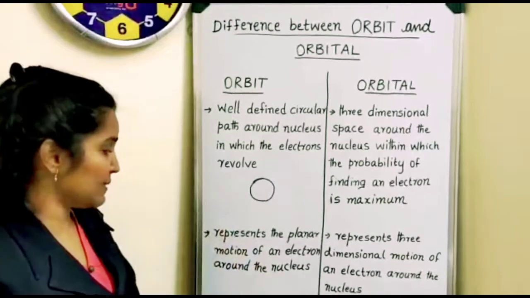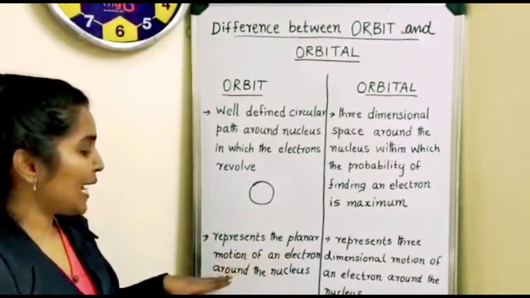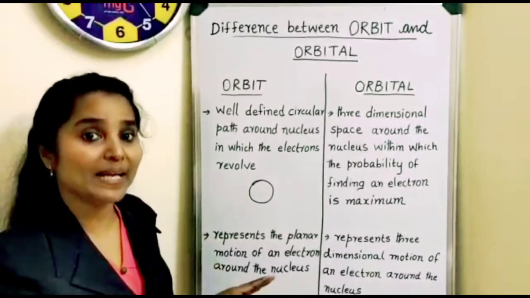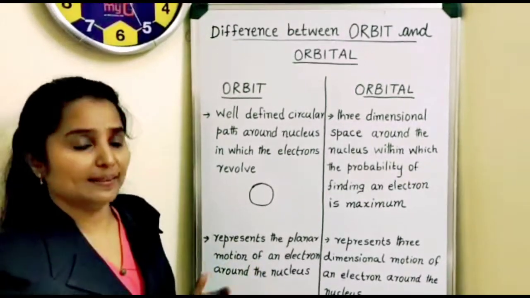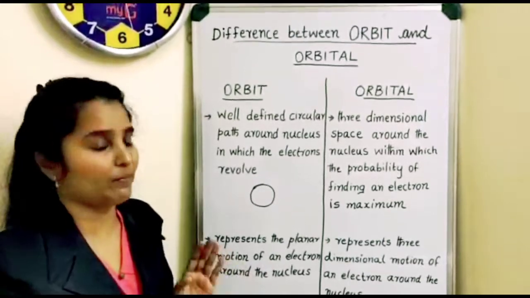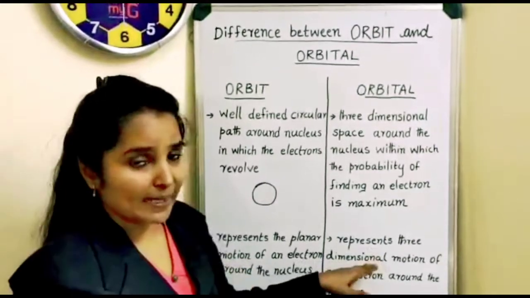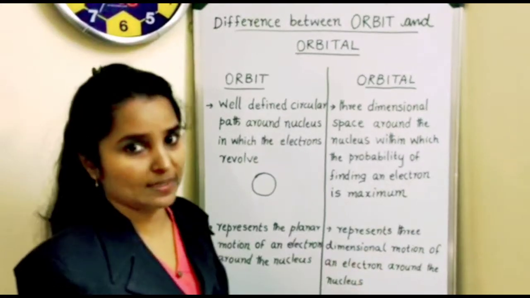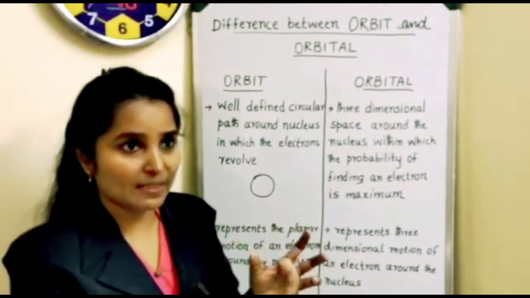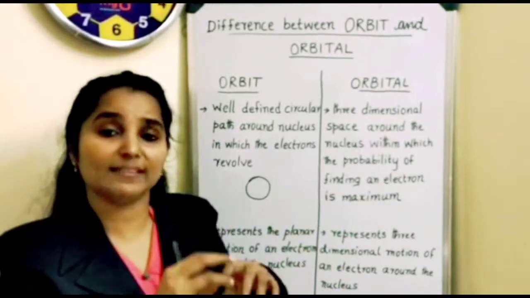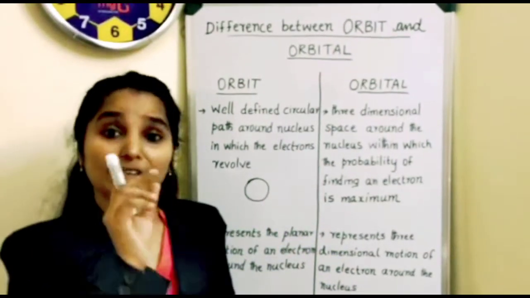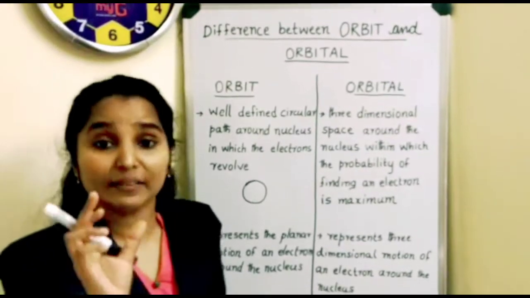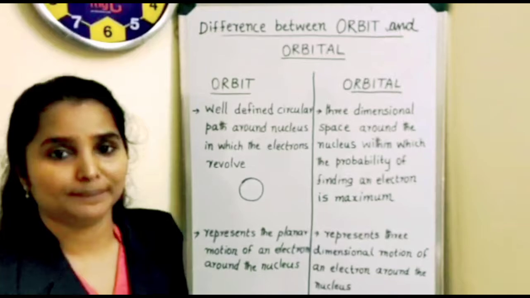Now, the second difference is, an orbit represents the planar motion of an electron around the nucleus. In the plane it moves, it's a planar motion. In the given plane, it shows that the electron is revolving around the nucleus. While the orbital represents three-dimensional motion of an electron around the nucleus. We have already told it represents the probability of finding the electron in a three-dimensional space. That means electrons are present and moving in three-dimensional space, not in a plane.